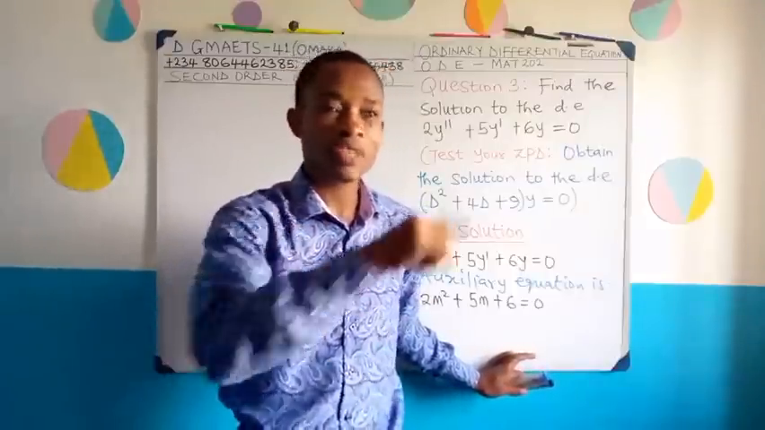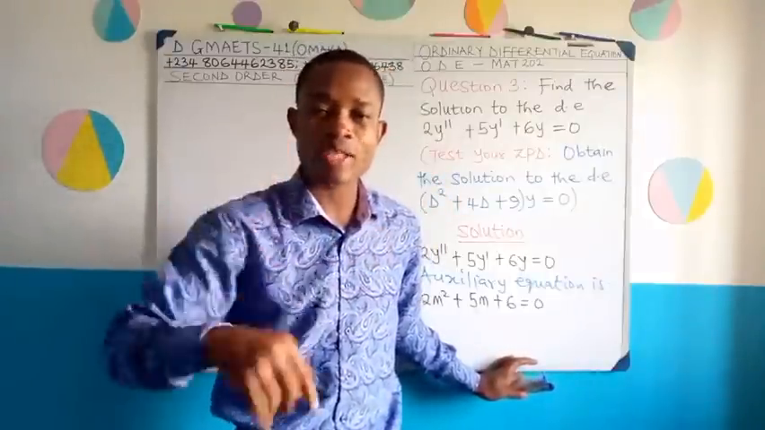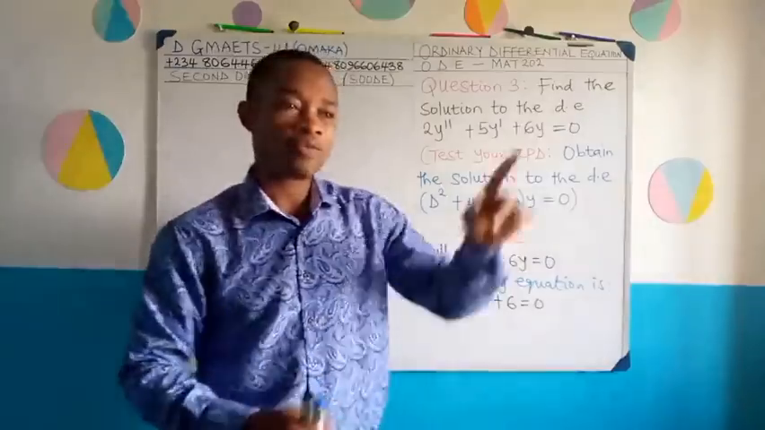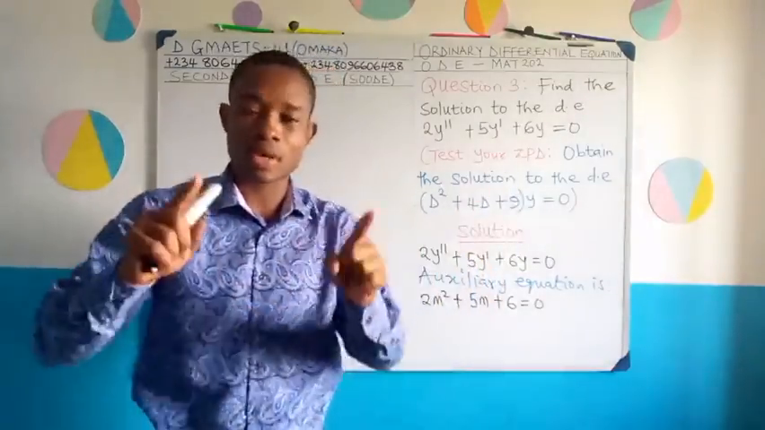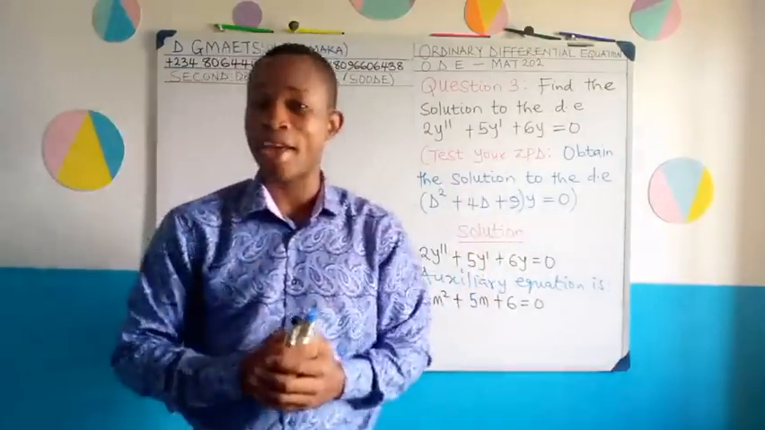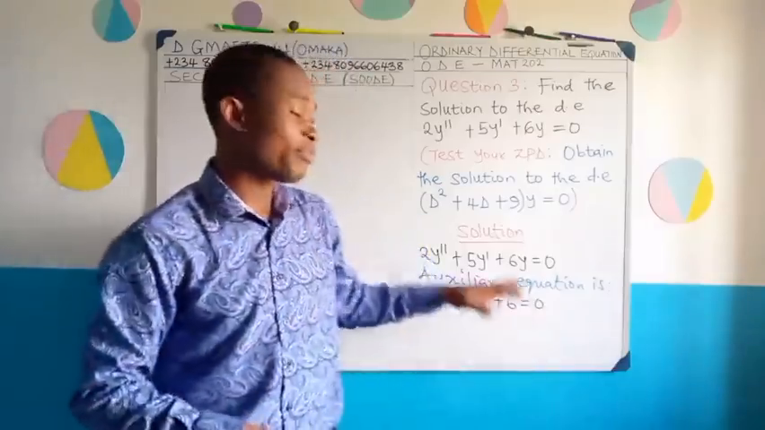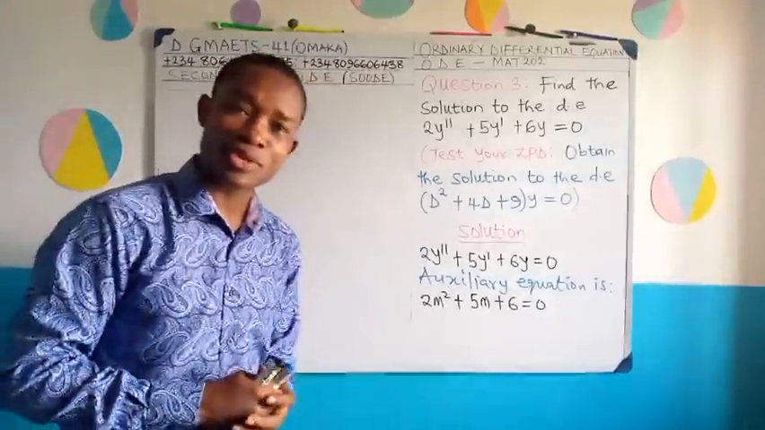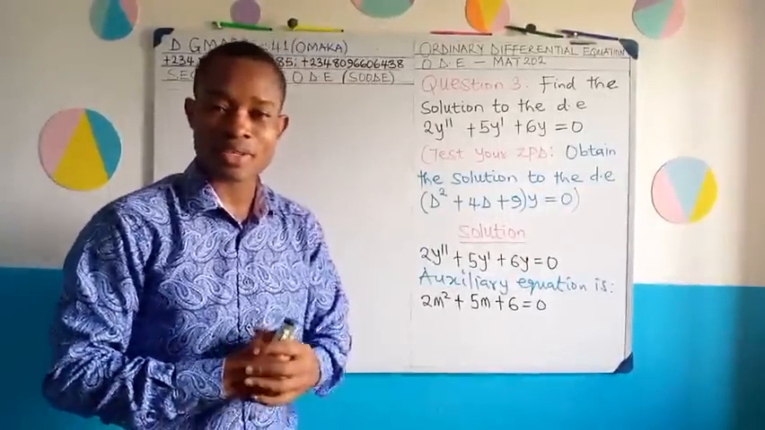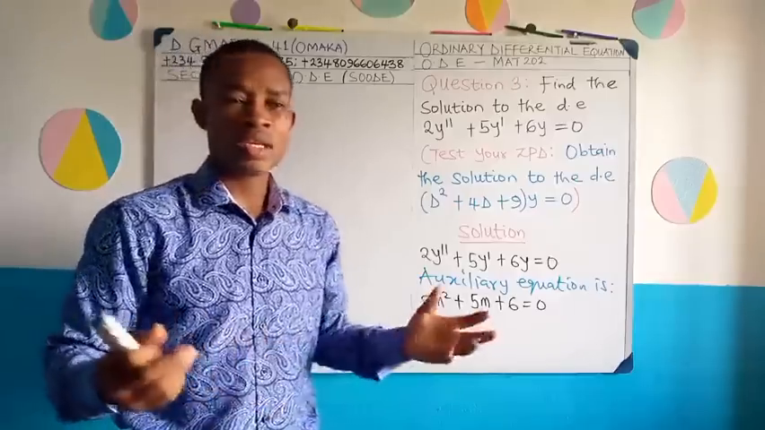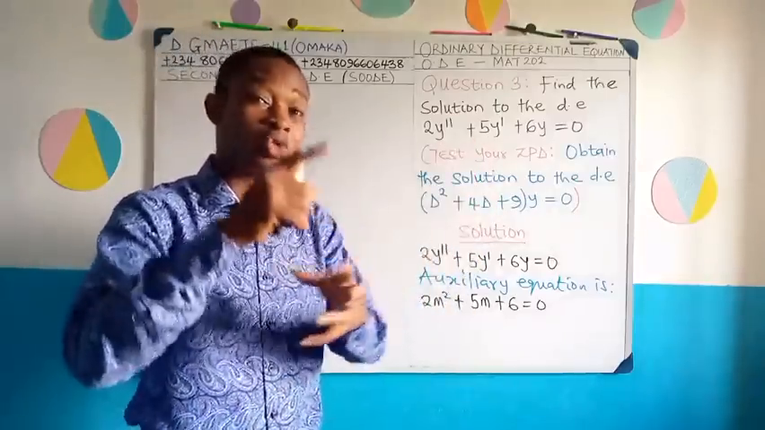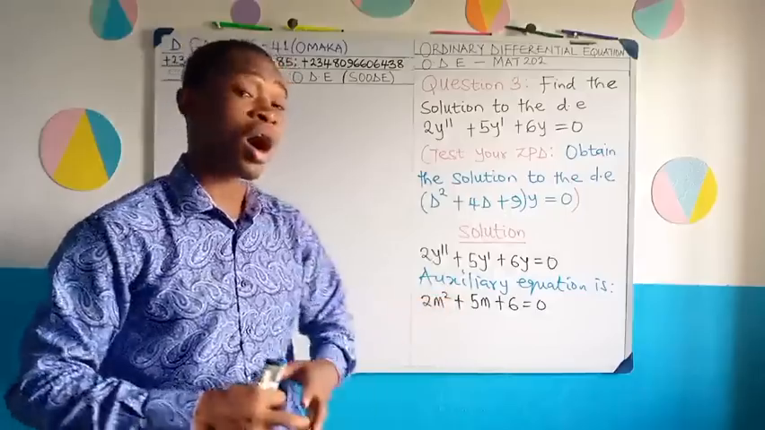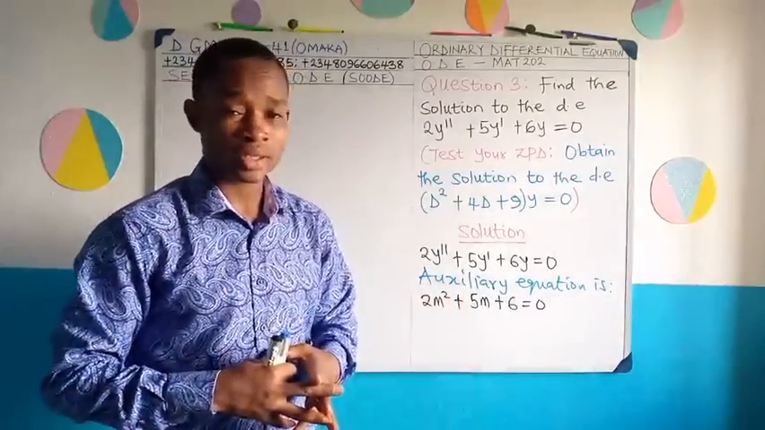It means we'll be thinking of either y equal to a exponential m1x plus b exponential m2x, or we'll be thinking of y equal to (a plus bx) times exponential mx. That is, if this can be factorized, because then we know it's going to produce real numbers as the roots of the equation. So the point now is to factorize and select one of the two solutions, depending on whether the roots of the equation are equal or not.